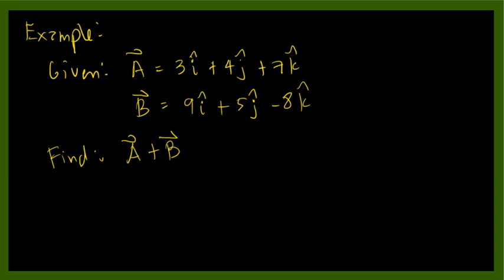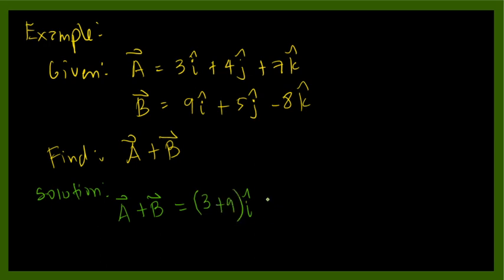Okay, so we have here our solution. Vector A plus vector B. We only need to add the component vectors, the numbers for our unit vectors. For example, for i, we just copy 3 then plus 9. Then we have 4, so it will be plus 5 j hat. We just add all of the numerical parts of our unit vectors. But like I said, the proper way is to add the component vectors x, y, and z of our given vectors.